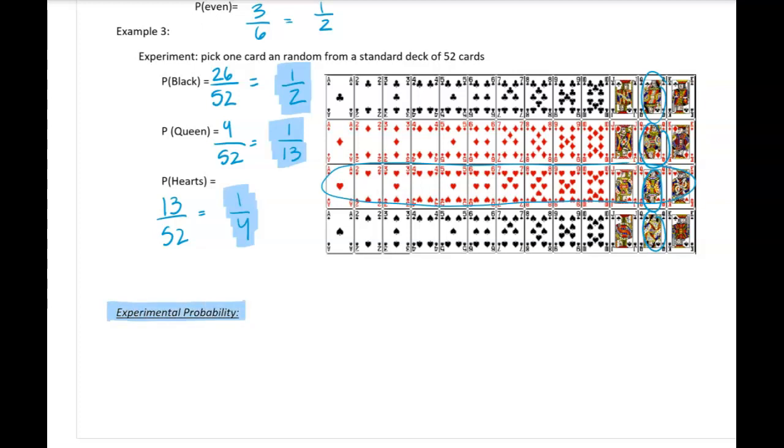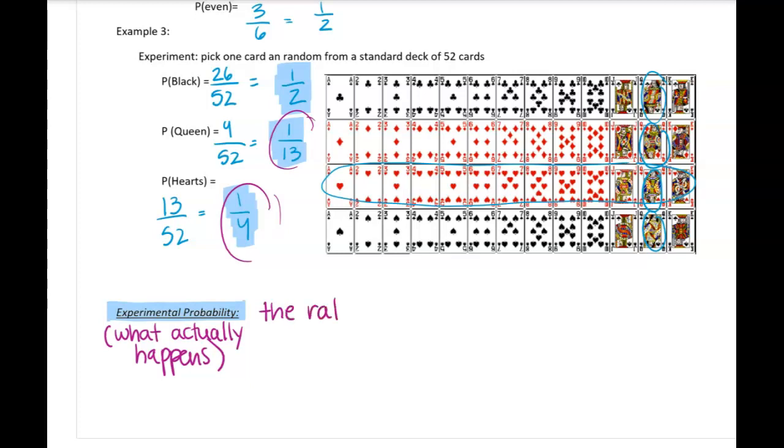Experimental probability. This is what actually happens. So for theoretical probability, if you pick a card, every other time you should get red, then black, then red, then black. And 1 in every 13 times you should get a queen. And every fourth time you should get a heart. But obviously that doesn't necessarily happen. That's just the big picture probability. But what actually happens is your experimental probability.